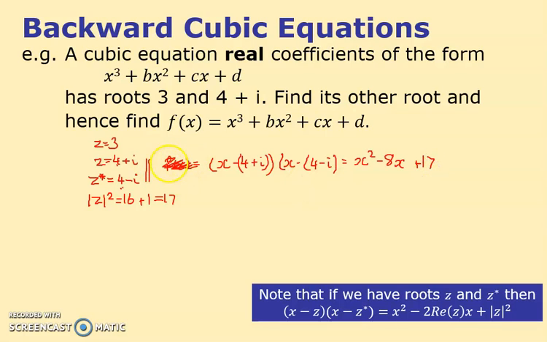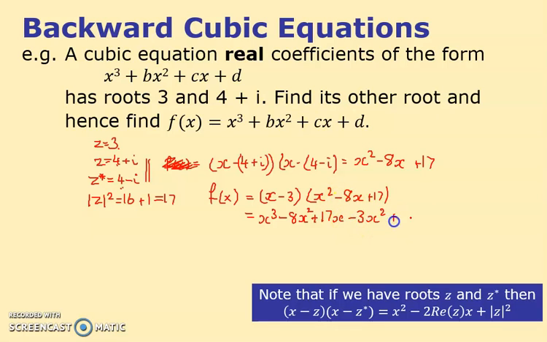Now this is the reason why I crossed out the f of x here, because now I can write f of x. f of x equals, well, I've got this 3 here for my first root. So that's x minus 3 times by x squared minus 8x plus 17. Does it want? Yes, it wants me to multiply it out now, doesn't it? What's that give me? It gives me x cubed. That's easy enough. Minus 8x squared plus 17x, minus 3x squared plus 24x minus 51.